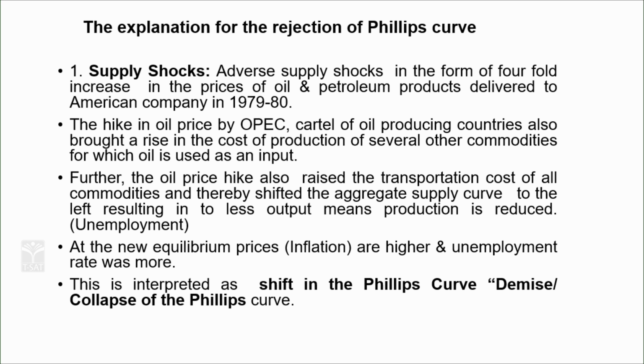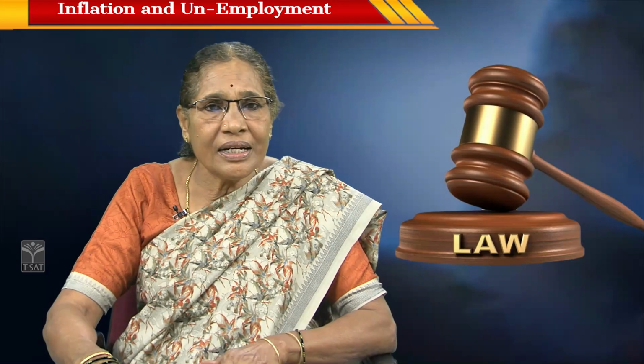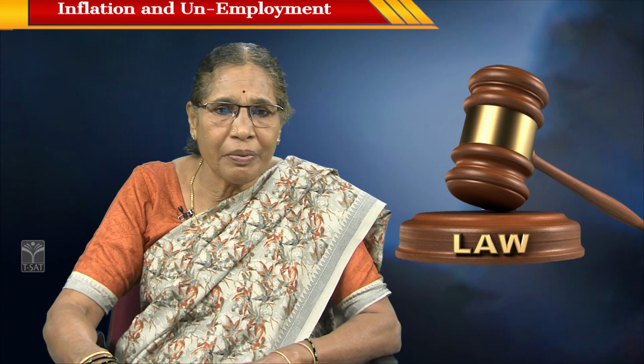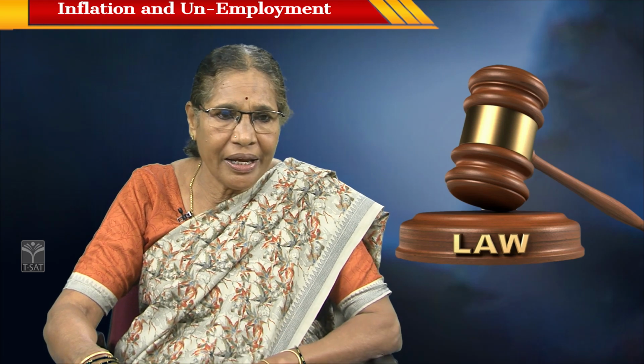Subsequently, the further oil price rise also raised the transportation costs of all the commodities and thereby shifted the aggregate supply curve to the left, resulting in less output. Since costs are rising due to the rise in oil prices, producers wanted to produce less and less output. Since they started reducing their output, that has resulted in unemployment. This is the logical reasoning explained by the later economists.